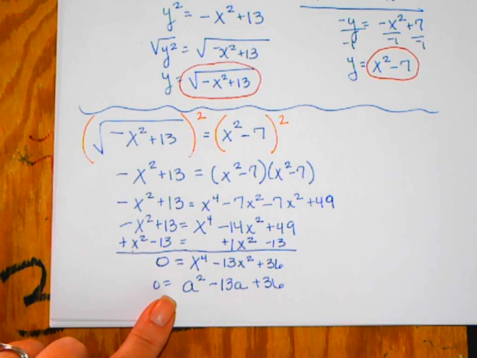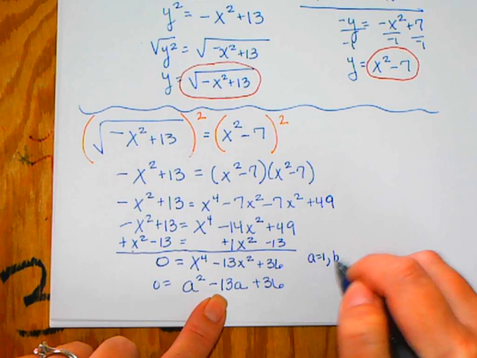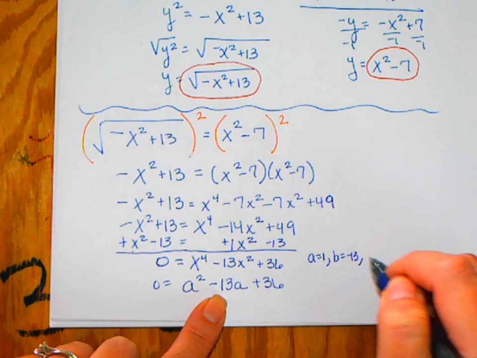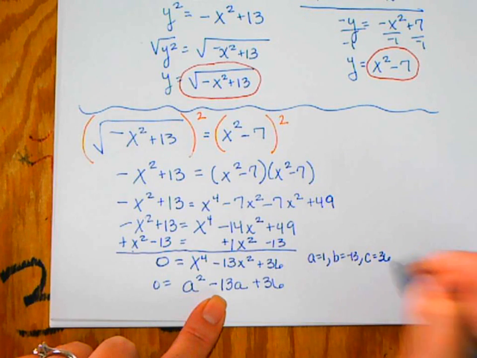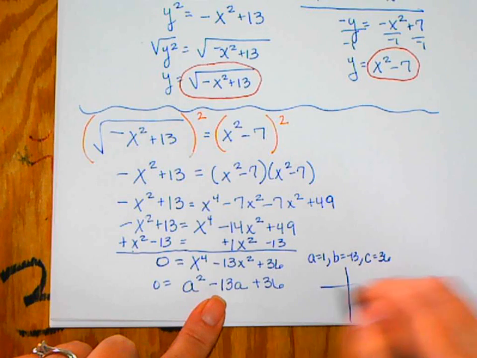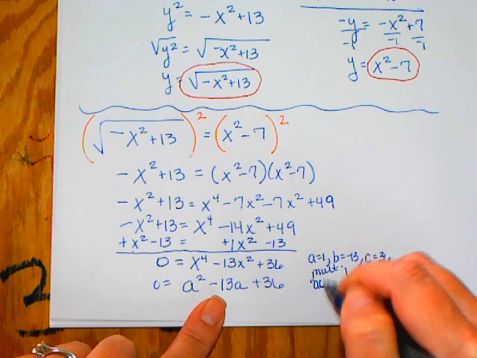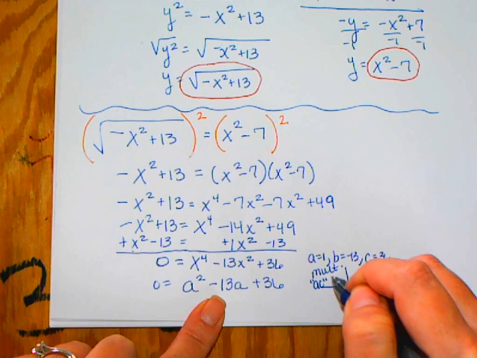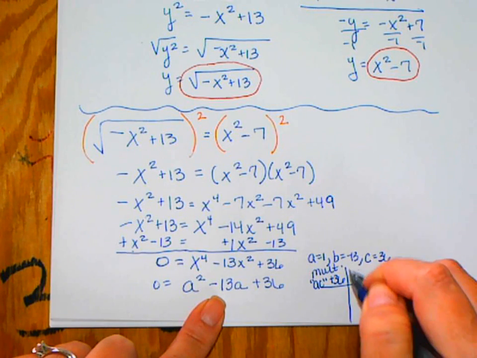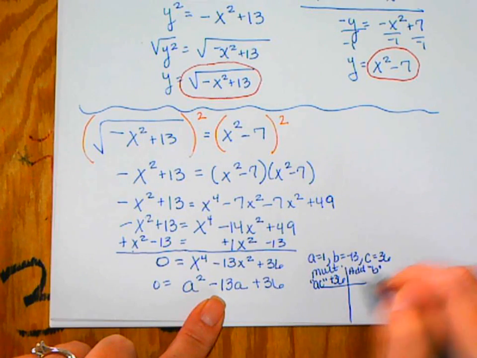It's called rewriting as a quadratic. And then I can factor this just like I normally would a quadratic. So we know a is 1, b is negative 13, and c is positive 36. I need two numbers that multiply together to give me a times c. A times c is positive 36. And I need two numbers that add together to give me b, which is negative 13.